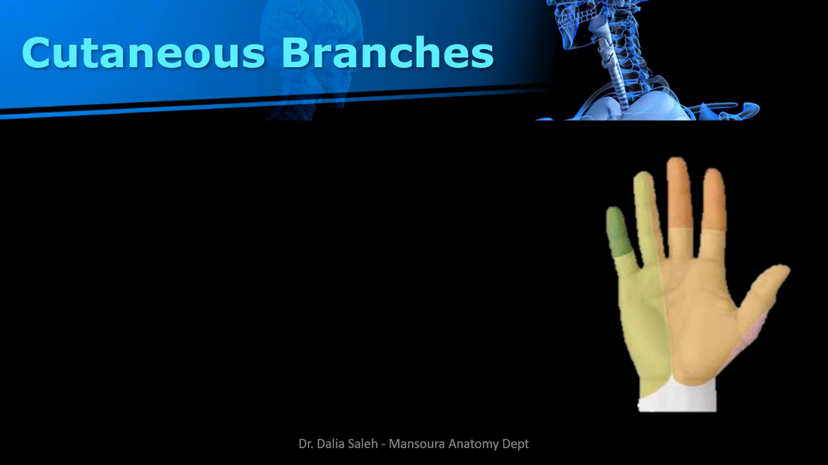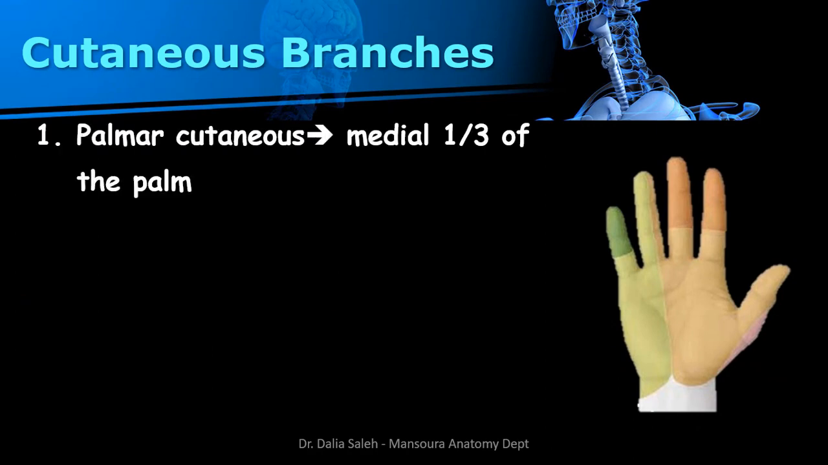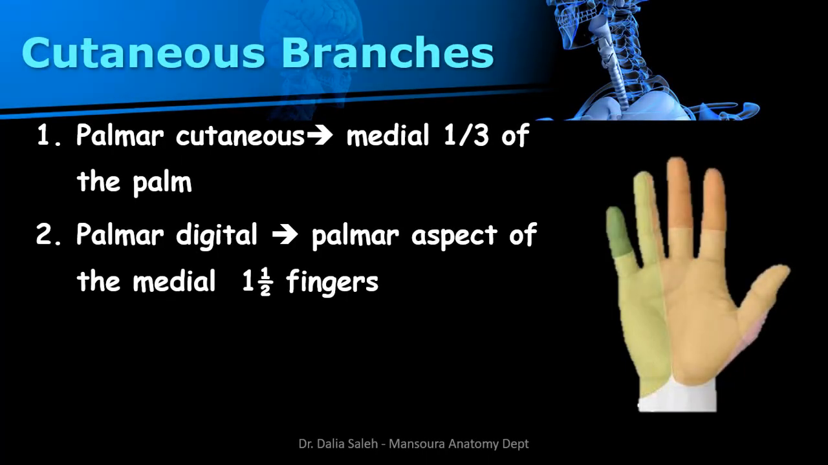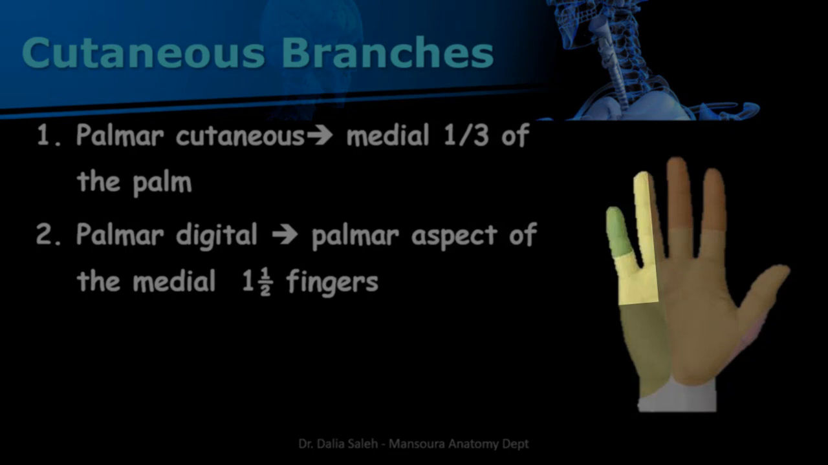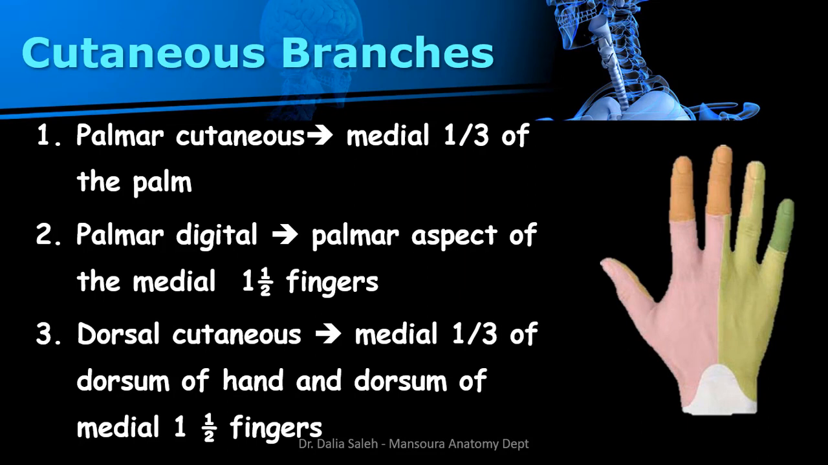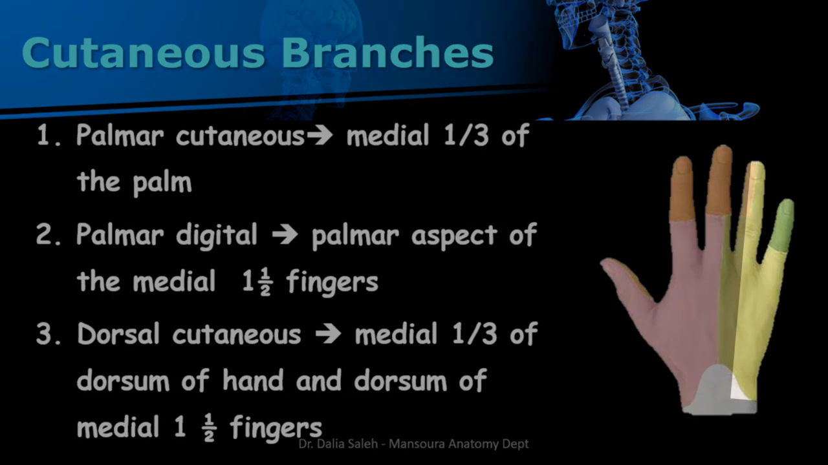Its cutaneous branches are as follows. The palmar cutaneous branch supplies the medial third of the palm of the hand, while the palmar digital branches supply the palmar aspect of the medial 1½ fingers, while its dorsal cutaneous branch supplies the medial third of the dorsum of the hand as well as the dorsal surface of the medial 1½ fingers.